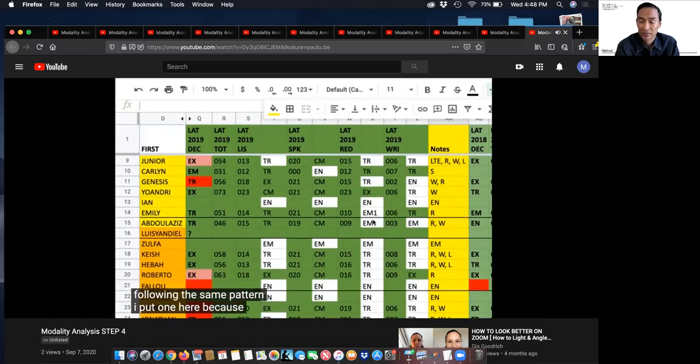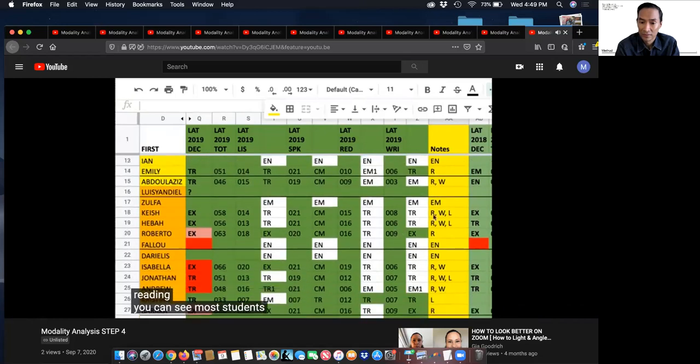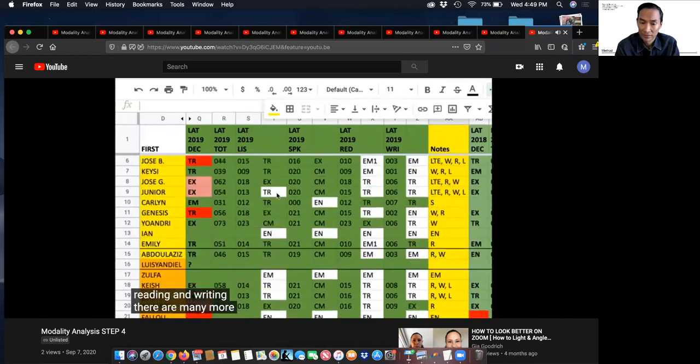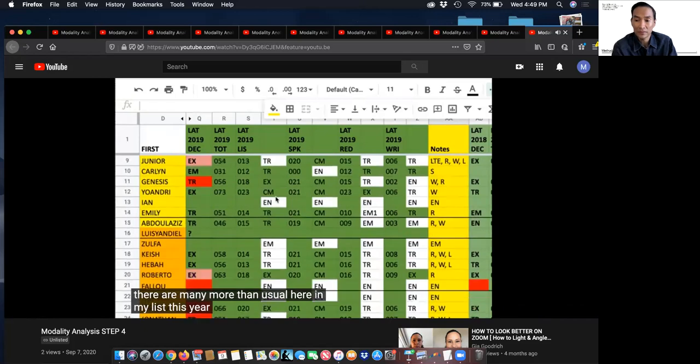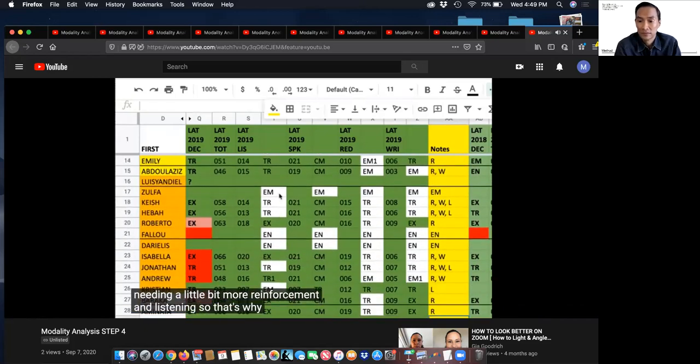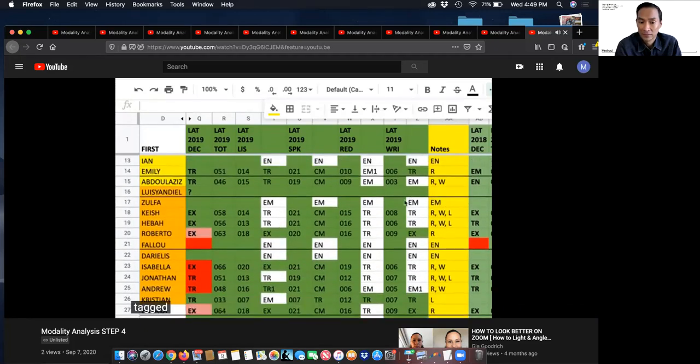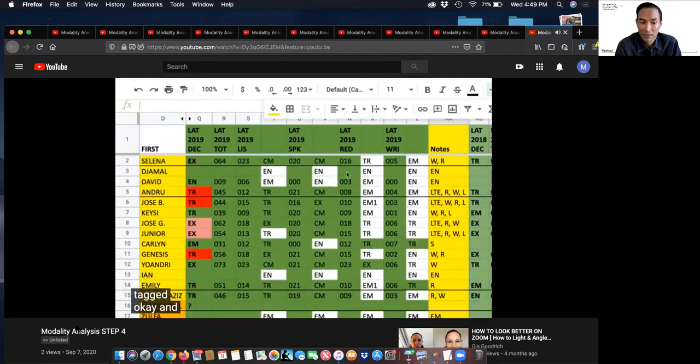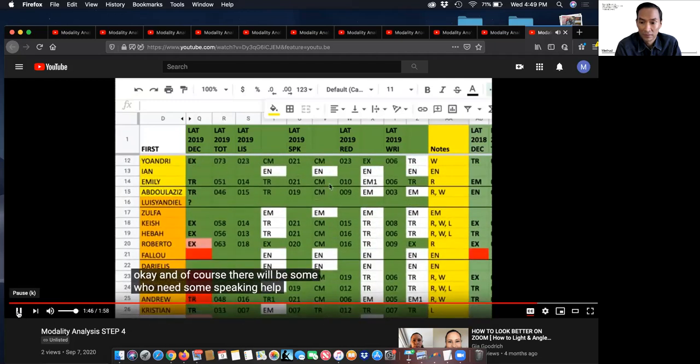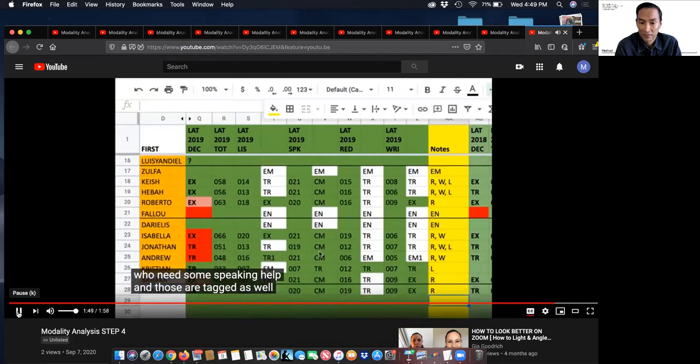I put 1 here because this student is 1 point away, or 1 question away on the NICES lab, to be in the next level. That's why the emphasis here is on reading. You can see most students have issues reading and writing. There are many more than usual in my list this year needing a little bit more reinforcement in listening. So that's why they are tagged. And of course there will be some who need some speaking help, and those are tagged as well. This should all give you an even sharper eye on the landscape of your class.